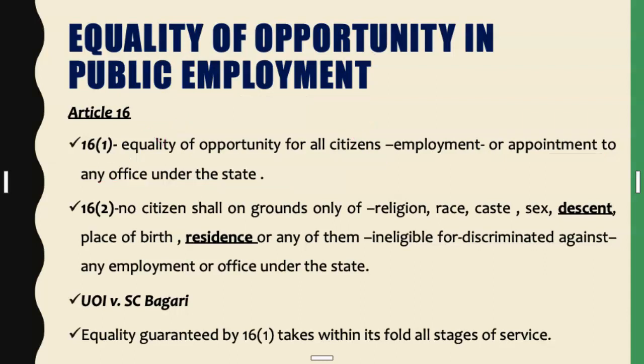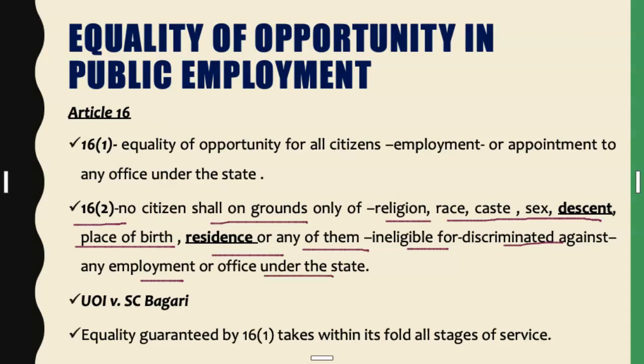Now, if you read clause 2, it states that no citizen shall, on the ground only of religion, race, caste, sex, descent, place of birth, residence or any of them be ineligible for or discriminated against any employment or office under the state. So, अब आपका clause 2 क्या provide करता है? Clause 2 provide करता है कि कोई भी citizen को आप इन grounds पे discriminate नहीं करेंगे while you're considering them for an employment or an office under the state.